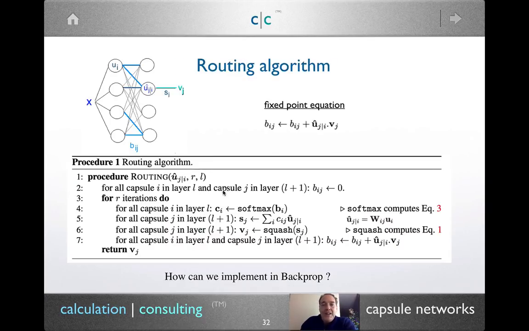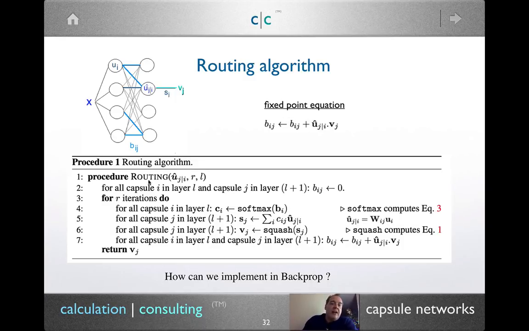So here's an example of the routing algorithm from the paper. The idea is that we have this fixed point equation. The BIJs are connections between the primary layer and the secondary layer. And remember, eventually we're just going to take a softmax on them. But there's an update equation. Every time we run the algorithm, we go through it 1, 2, 3 times. We get a new U bar, new V's, new U hat, and new V's, and so we get new BIJs.